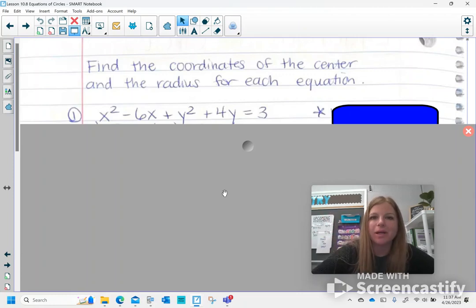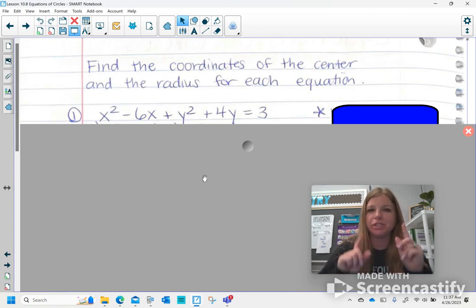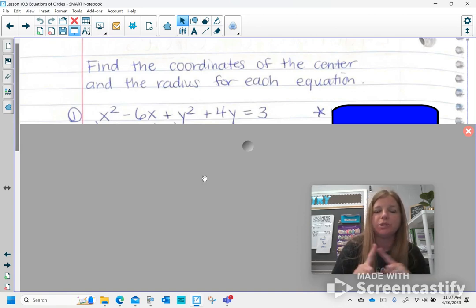Hi everyone, welcome to this video where we are finishing up equations of circles and we're talking about how to find the coordinates of the center and the radius for each of these equations. You can see that these equations don't look like our classic formula that we just learned about, x minus h squared plus y minus k squared equals r squared, but we need to do some rearranging to make it look that way. And once we do, we'll be able to find the center and the radius really easily.